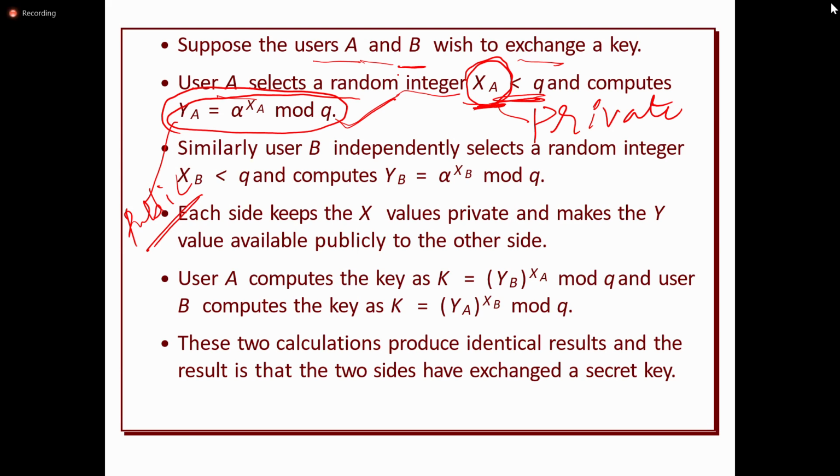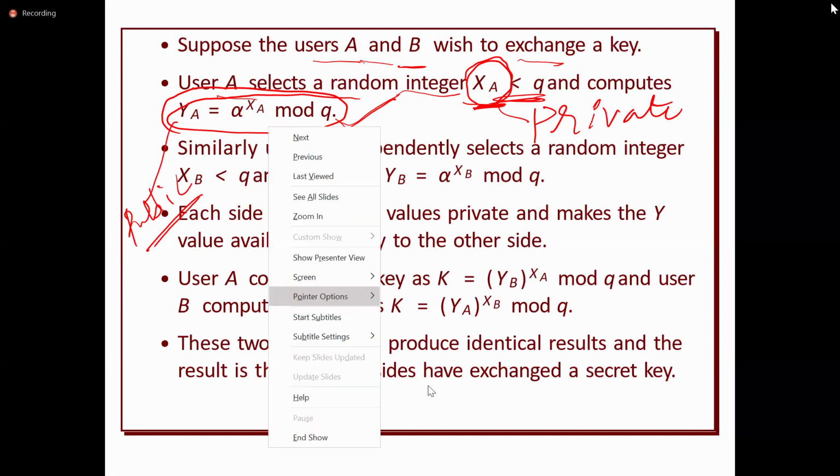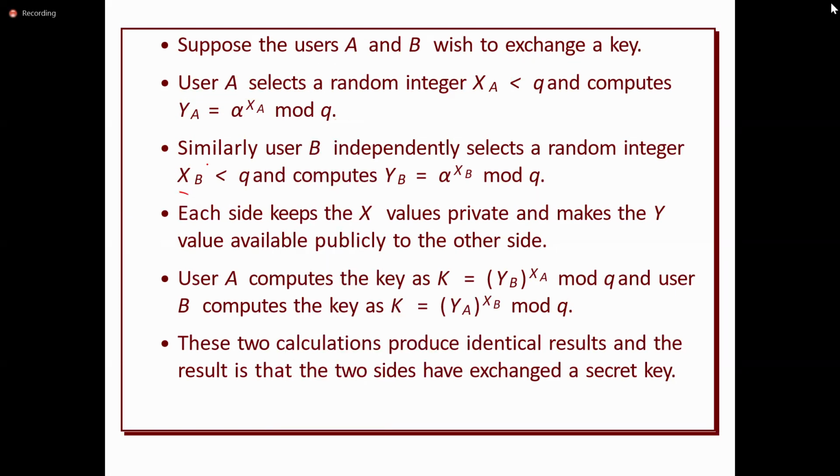The receiver will also have one private key. XB is the private key of the receiver, which means the receiver has to select a random integer XB which is less than Q, and the receiver will calculate the public key using this formula: YB is equal to alpha power XB mod Q, where alpha is the primitive root of Q.